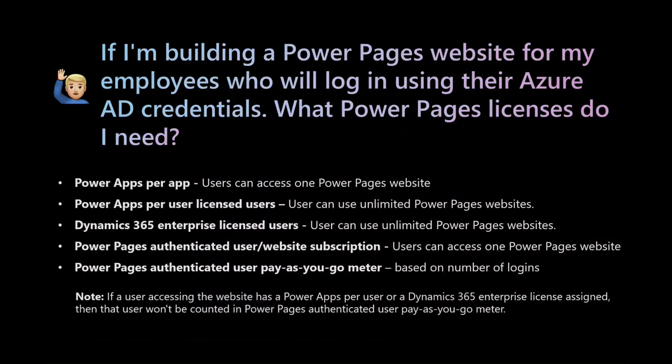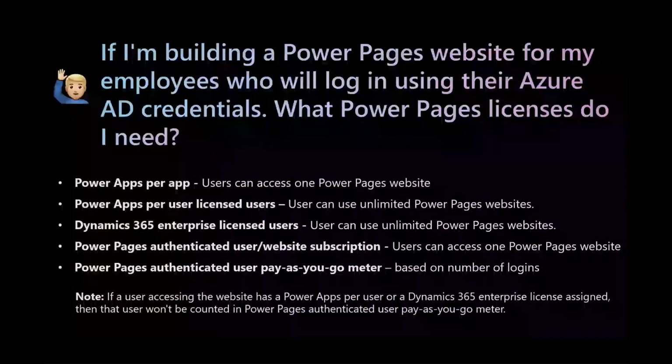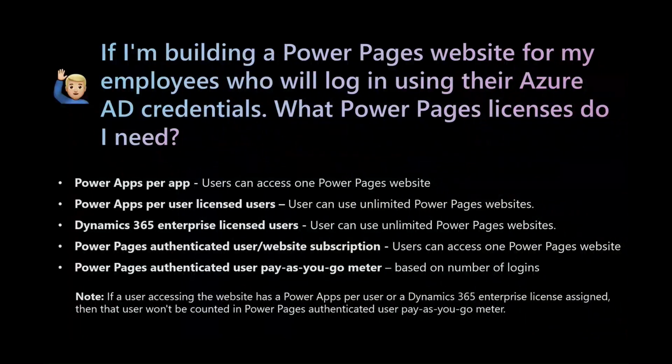If they already have the Power Apps per app license, then they can access only one website per environment. If they have the per user license, then they can use unlimited websites per environment. If they have the Dynamics 365 license, then they again get unlimited access to Power Pages websites. And these are the two kinds of Power Pages license: with the subscription based license, they can access only one Power Pages site, or with the pay as you go meter, they pay based on the number of logins.